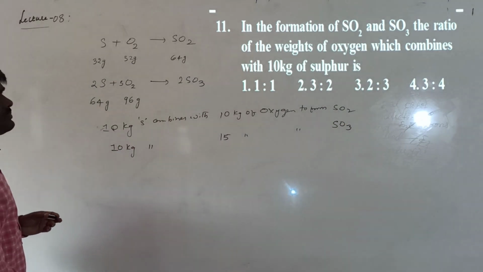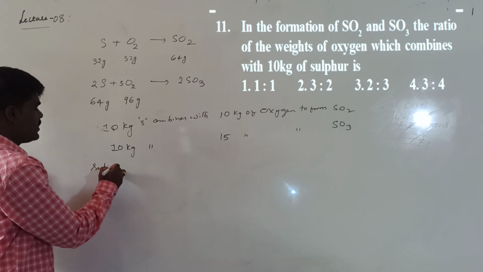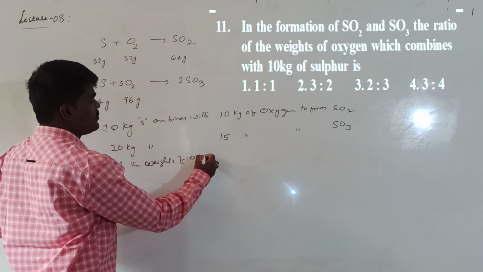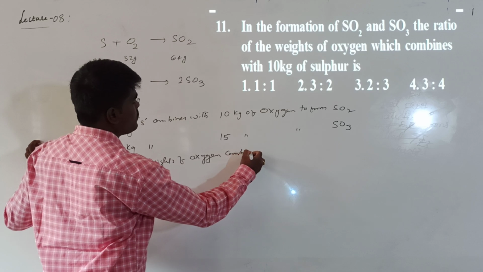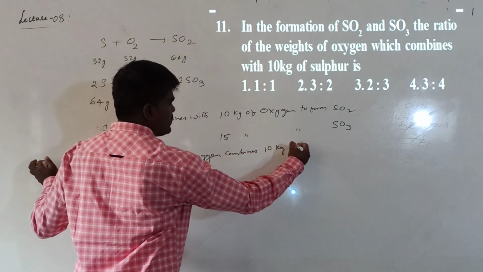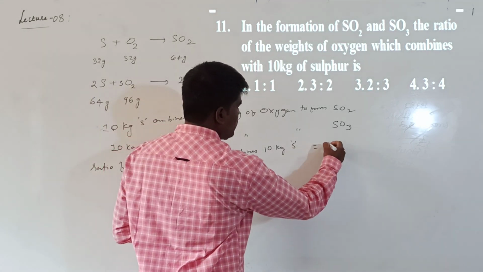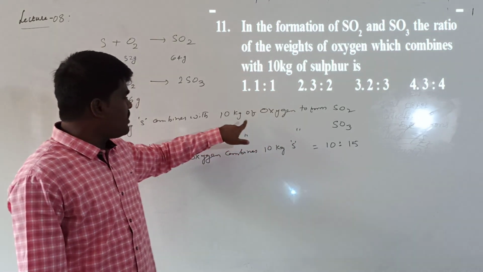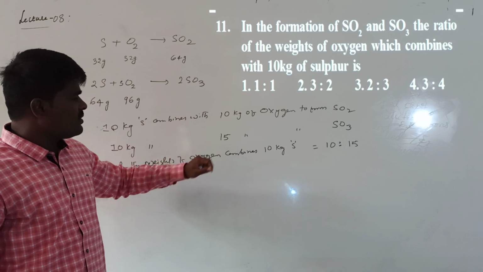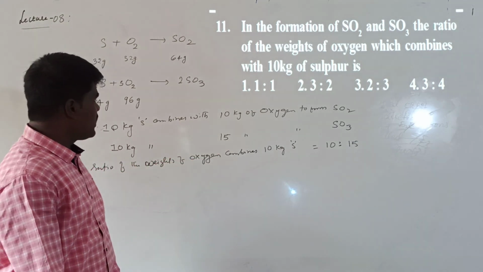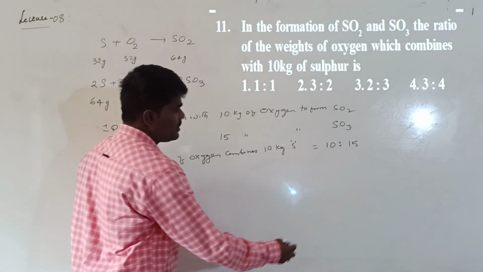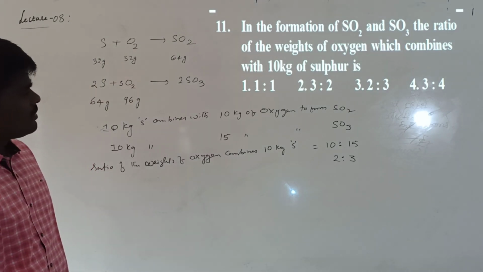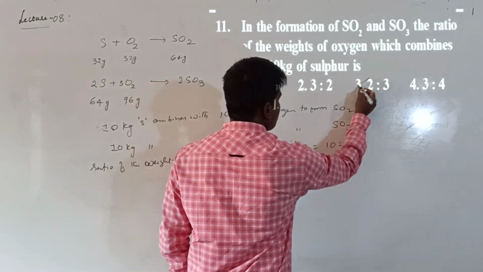So from this, what can we make? The ratio of the weights of oxygen that combine with 10 kg of sulfur to form SO2 and SO3 is how much? 10:15 it is. Here, in order to form SO2 it combines with 10 kg of oxygen. In order to form SO3 it combines with 15 kg. Now here what ratio comes? 2:3 it comes. Okay, clear? 2:3 ratio it will come. This will be the answer.